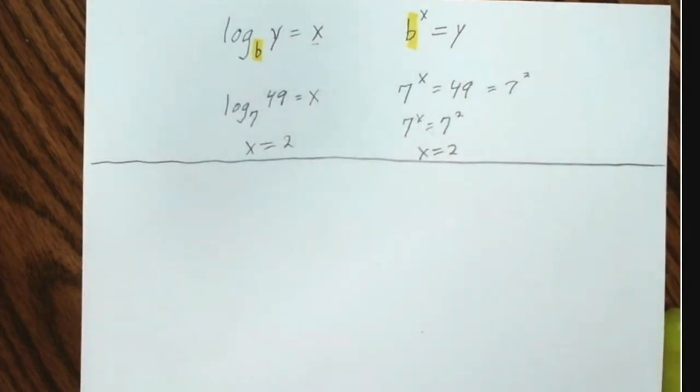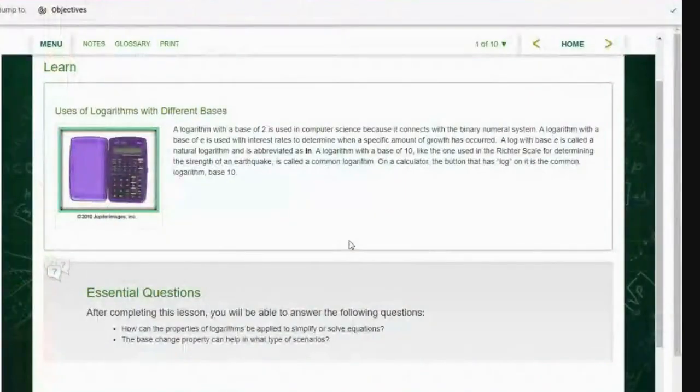So with that little review, let's move on to, oh, wait, am I in the right place? Yeah, properties of logarithms. Yes, just making sure, because they're talking about different bases. That's next lesson, actually. So a logarithm with a base of 2 is used in computer science because it connects to the binary numeral system, right? A logarithm with a base of e, remember e is 2.71818.